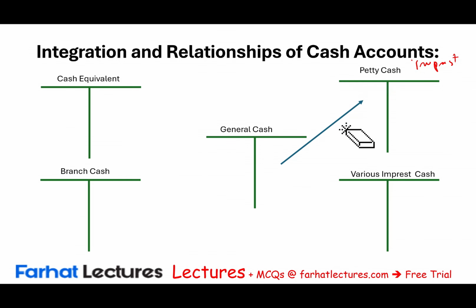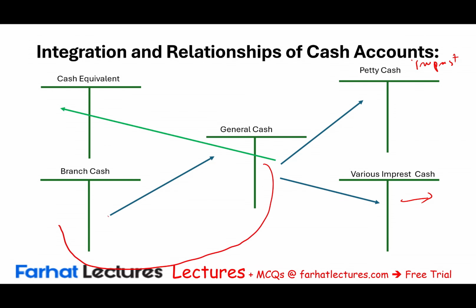It's fixed at $300. We could also have an Imprest for other purposes, like a payroll. That's usually what we transfer money to. Usually this amount is Imprest for the payroll, and then the money leaves. Then we have the branch cash. The branch cash might transfer money to the general cash. Sometimes the general cash would transfer money.